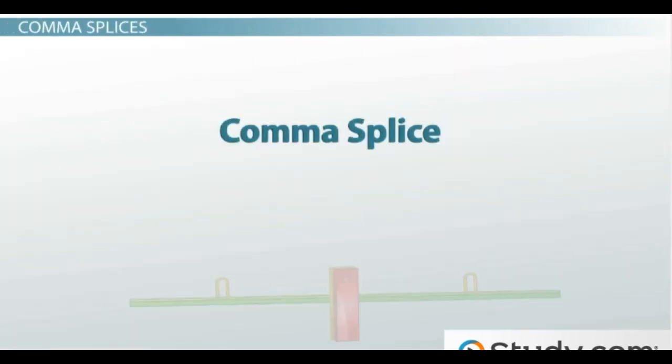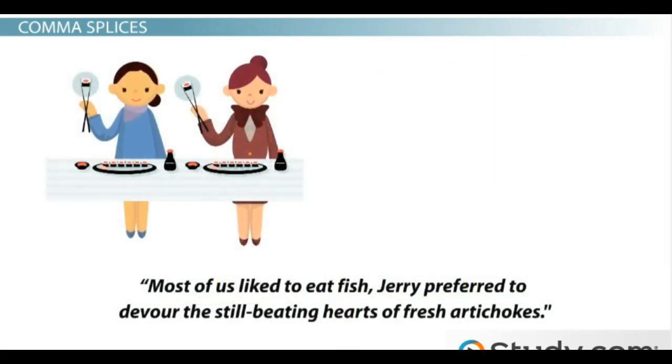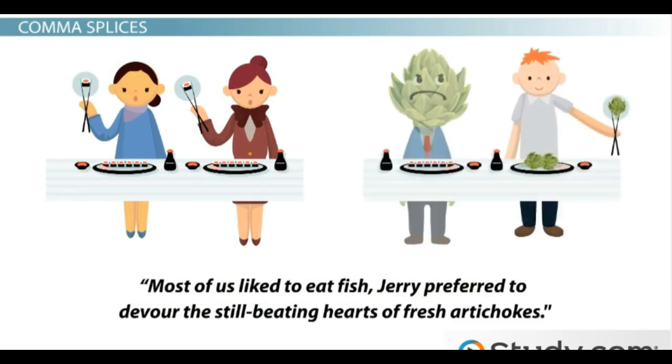Technically, a comma splice is a kind of run-on sentence, but they're harder to spot, so we're giving them their own section. A comma splice occurs anytime a comma is inserted between 2 main clauses without a coordinating conjunction to connect them. For instance, most of us like to eat fish, Jerry preferred to devour the still beating hearts of fresh artichokes. A sentence like this sounds fine when you read it out loud, and it even looks pretty okay when you see it on the page.